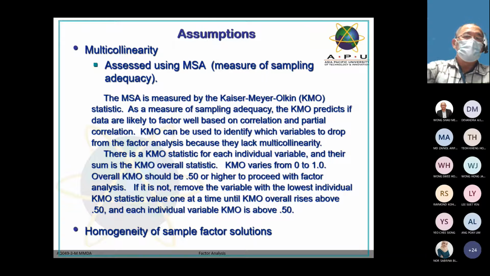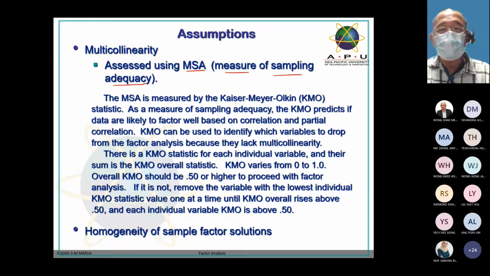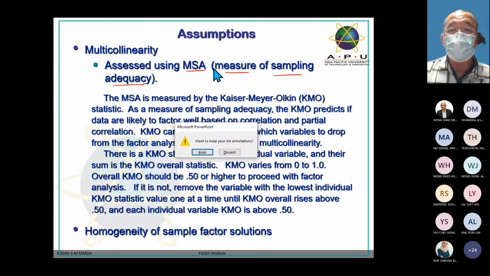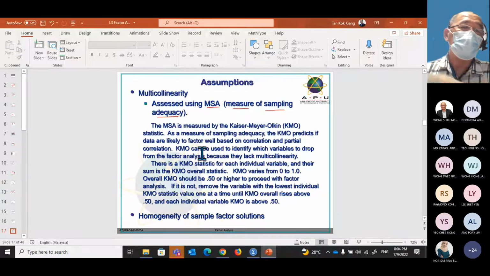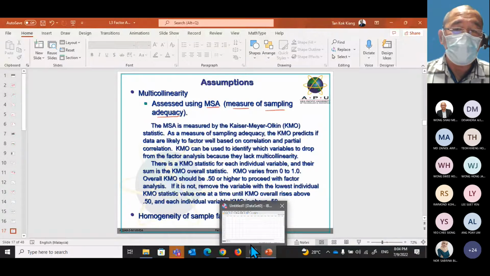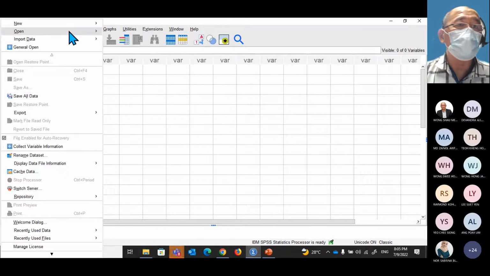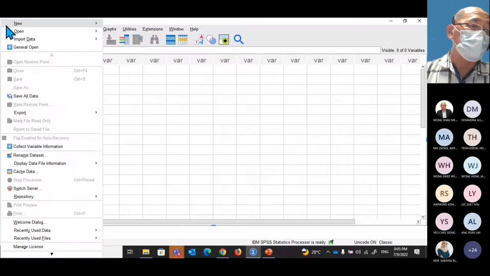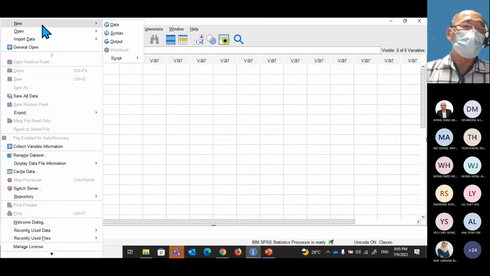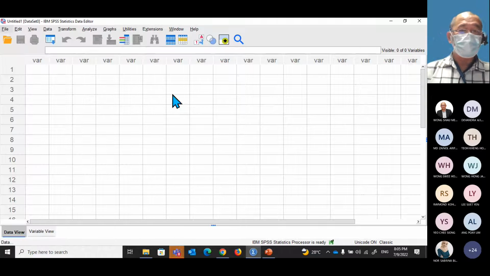Okay, so for this one, we are going to start with SPSS. It says using the MSA. MSA means measure of sampling adequacy, meaning whether your sample is good or not good. Some students already have the data, so you can start to do analysis if you want, using your own data. But for me, I'm still using the data that was already uploaded to the model. Up to you which one you want to use, but I just use the same data set.